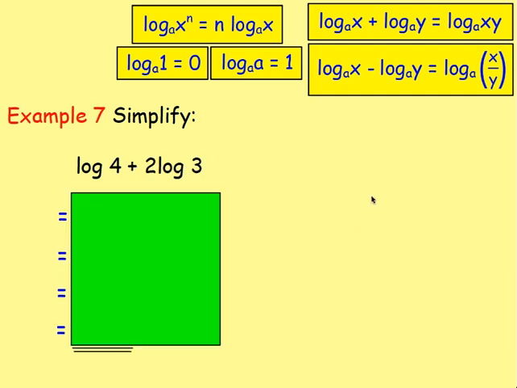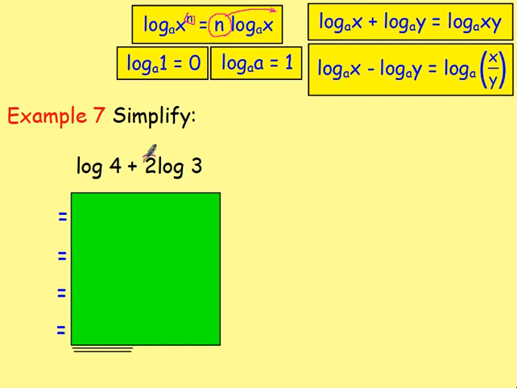Next one, example 7, simplify log 4 plus 2 log 3. Here, very similar to the other examples, but we've got this 2 in front of log 3, which poses a bit of an issue. How could we maybe get rid of that 2 or maybe move it? What rule could you use here? Perfect, yeah, you can use this rule here. If you have some number in front of log base a of x, what you can do with that number is you can move it up here, so it will become the index for the x. So you can just move it up.